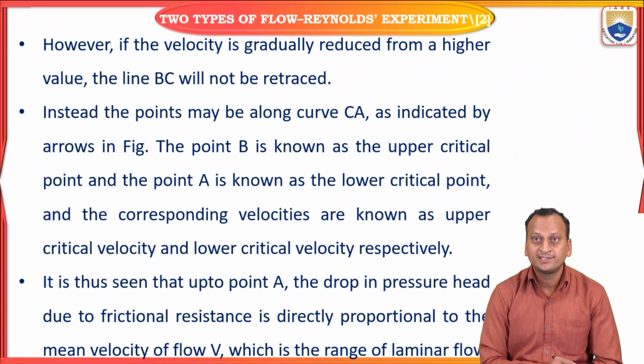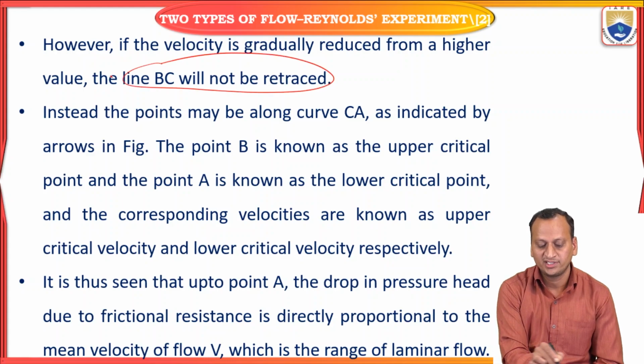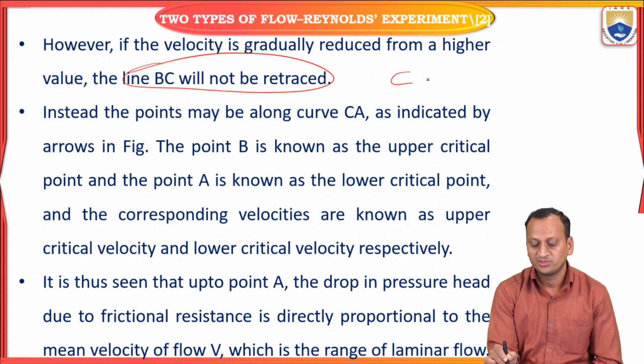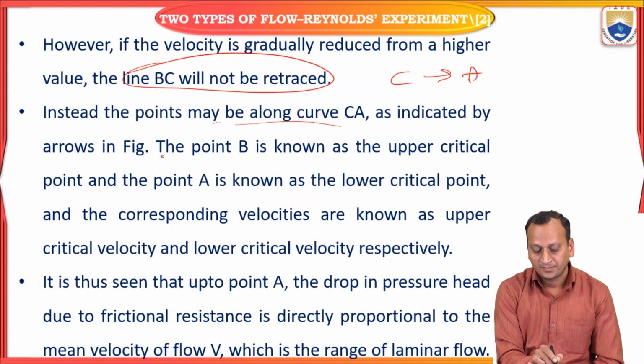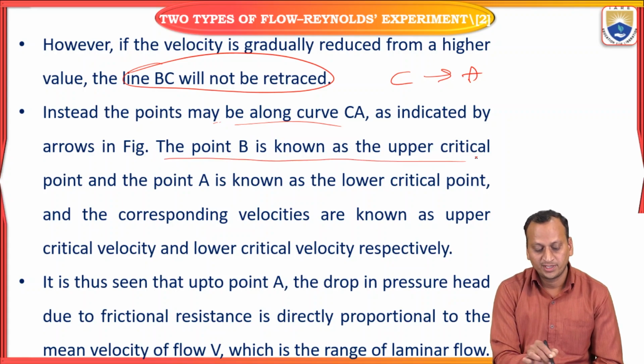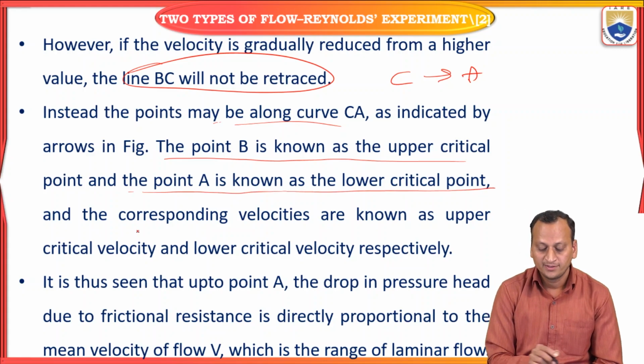However, if the velocity is gradually reduced from a higher value, the line BC will not be retraced, because from C it will come to A directly, along a curve CA as indicated by arrows. In the figure, point B is known as the upper critical velocity and point A is known as the lower critical velocity. The corresponding velocities are the upper and lower critical velocities.